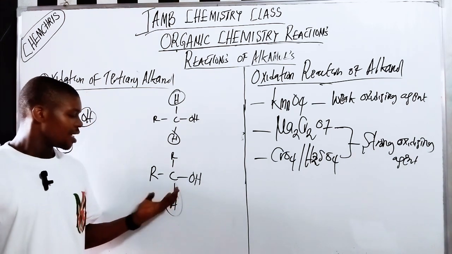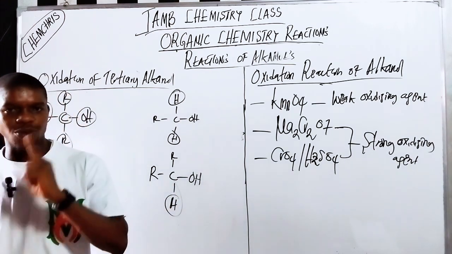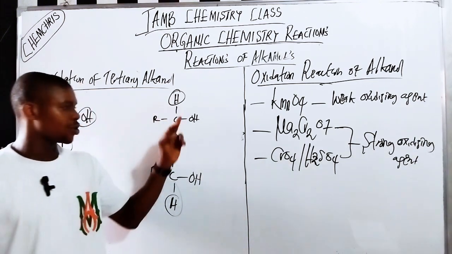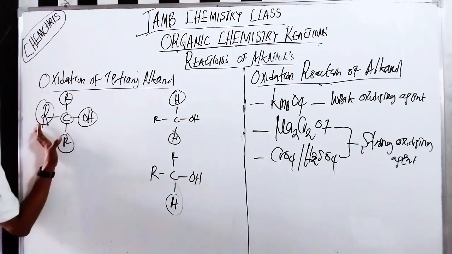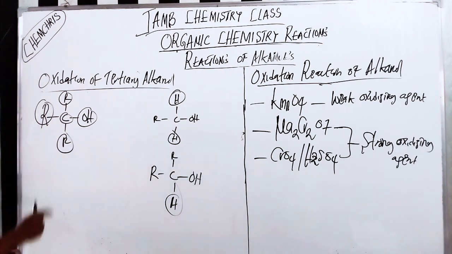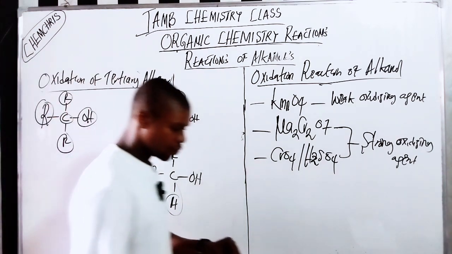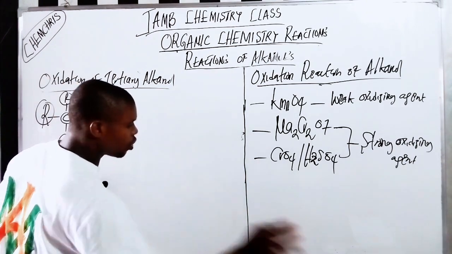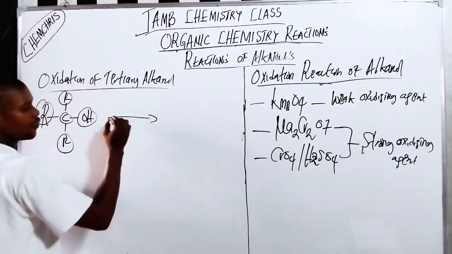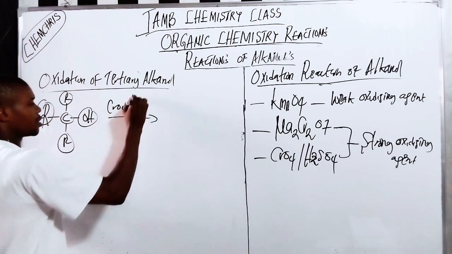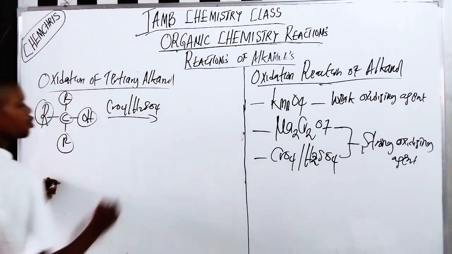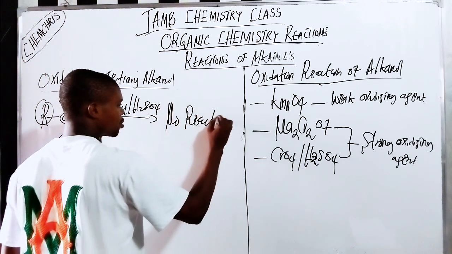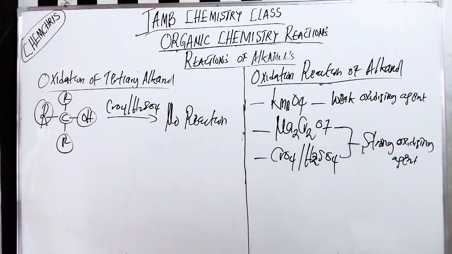So you can see that secondary alcohol will be oxidized once because of one hydrogen. Primary alcohol can be oxidized twice because of two hydrogens. This one cannot be oxidized at all because there is no hydrogen. So oxidation of tertiary alcohol will produce no result. No matter the oxidizing agent you use, like CrO4/H2SO4, no reaction. So oxidation of tertiary alcohol will produce no reaction.